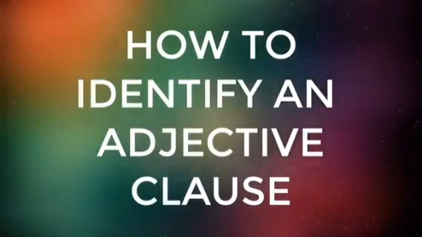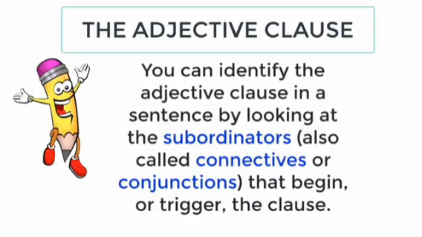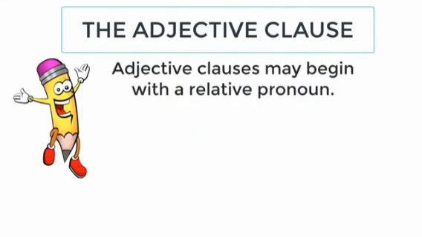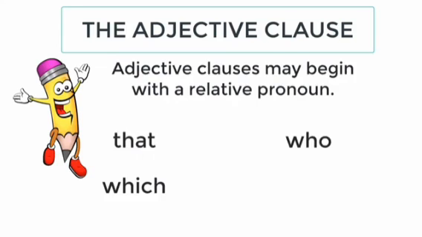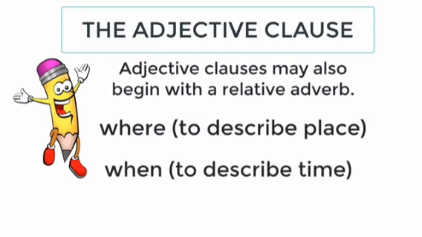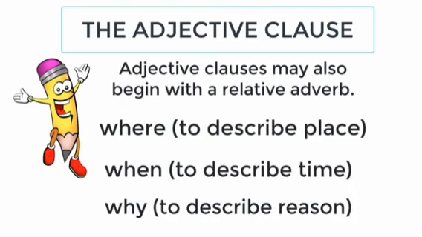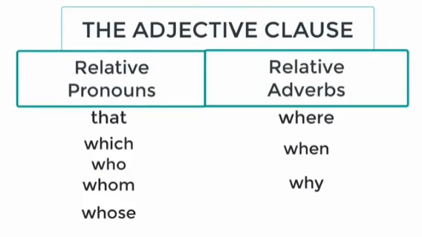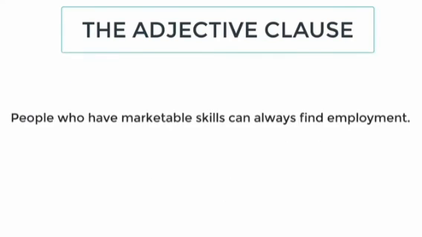How to identify an adjective clause? You can identify the adjective clause in a sentence by looking at the following. The first one is subordinators, or connectives, or conjunctions. The adjective clause may begin with a relative pronoun: that, which, who, whom, whose. An adjective clause may also begin with a relative adverb like where and when. Also, why. These are the relative pronouns that, which, who, whom, whose, and the relative adverbs.